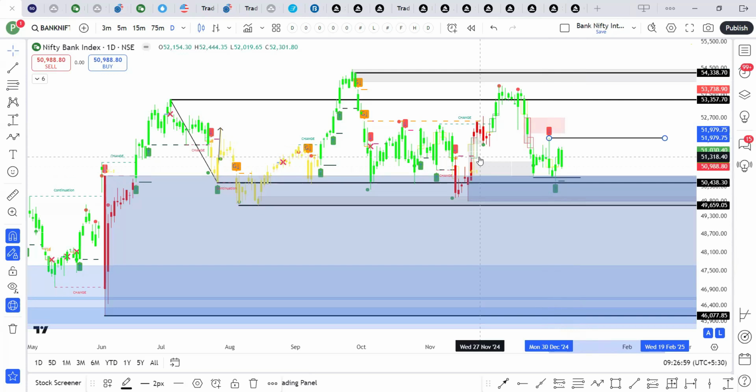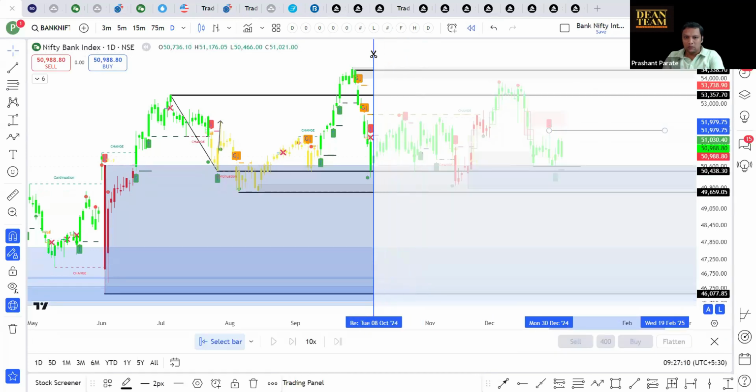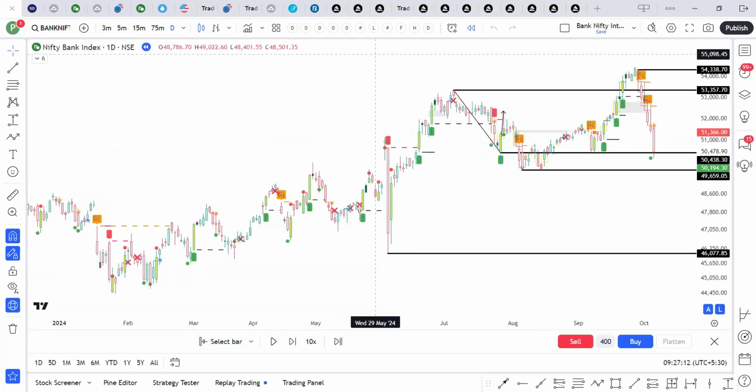What would have been the bias, say, suppose in early October, if you go by bar replay? Early October. Yes, yes. Here, yes, yes.